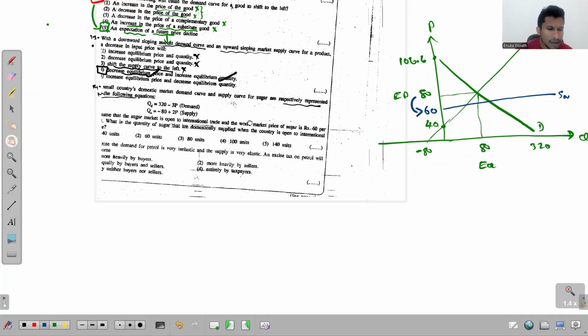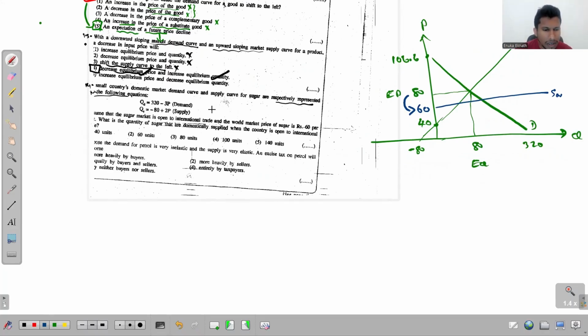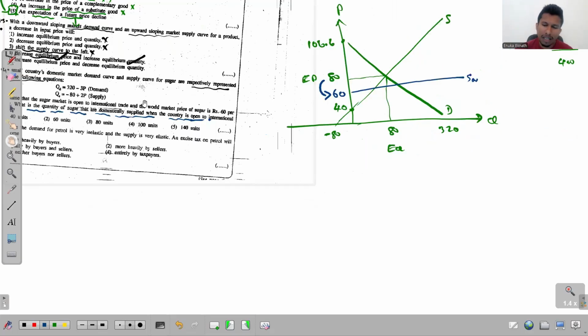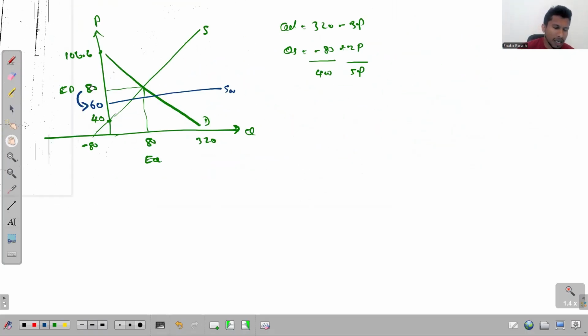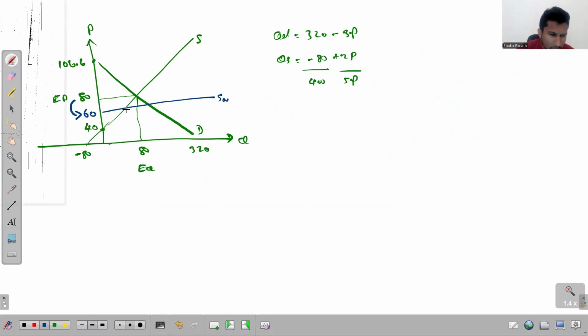What is the quantity of sugar that is domestically supplied when the country is open to international trade? How much is the quantity supplied when the price is 60?